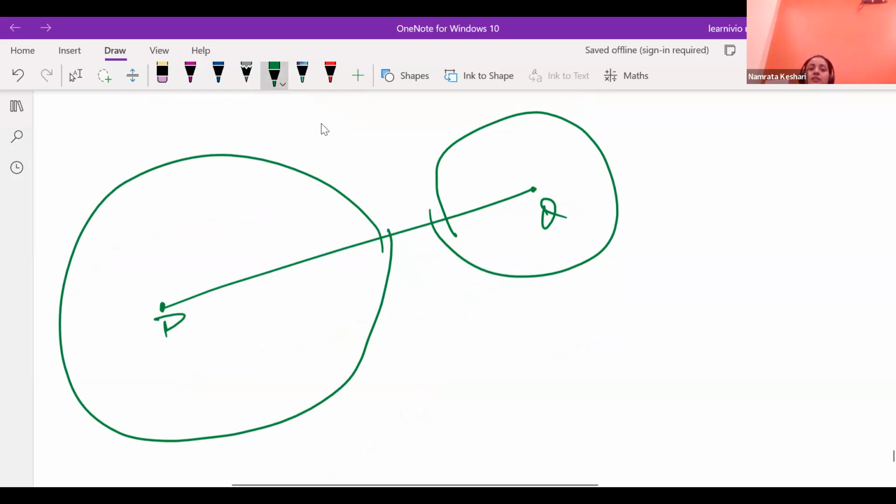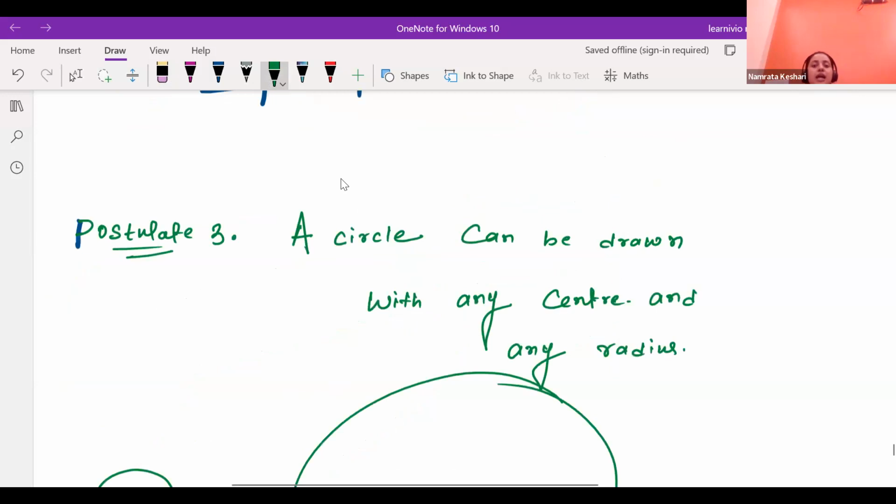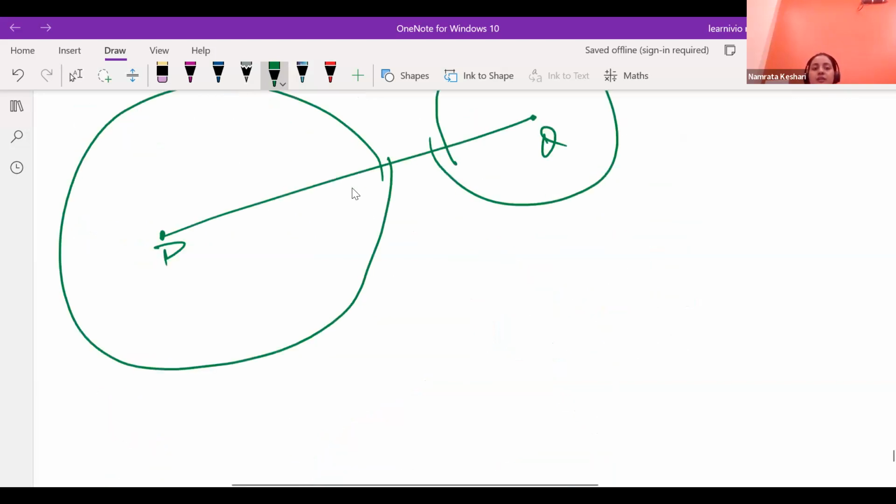So this is postulate number 3, which says that a circle can be drawn with any center and any radius. Those two postulates you have already learned. Just add it over there, that a circle can be drawn with any radius and any center, or any center and any radius. However you say it, it's the same thing. Okay. Let's proceed.